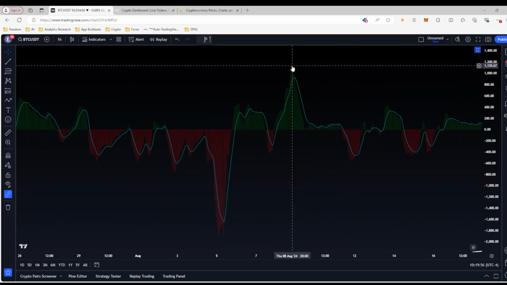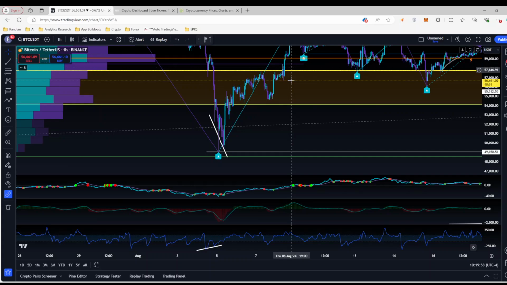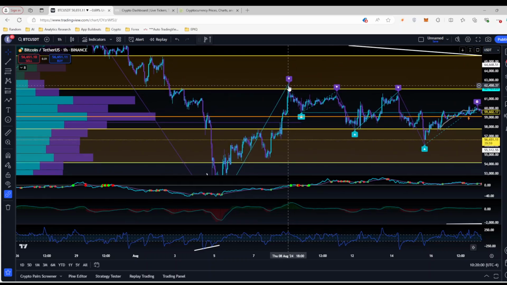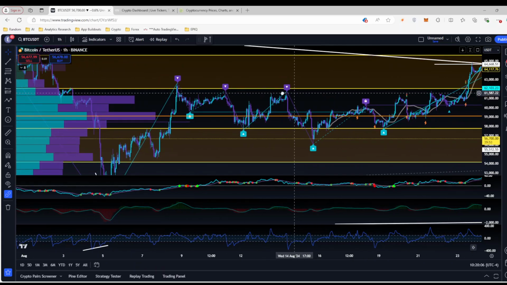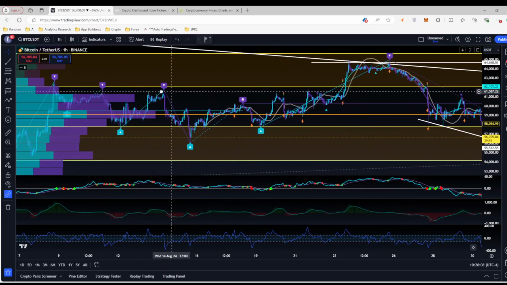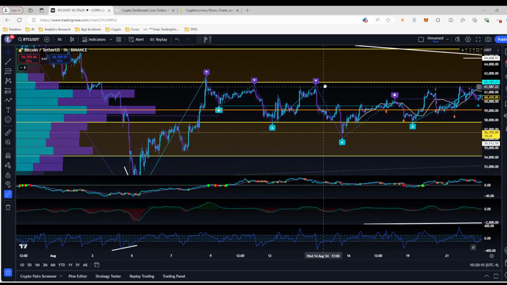You can look over here and see what happens at this zone. So it was the peak when it hit extremely overbought on the MACD, and then from there kind of hit lower highs continuously until we're kind of getting to where we're at now.